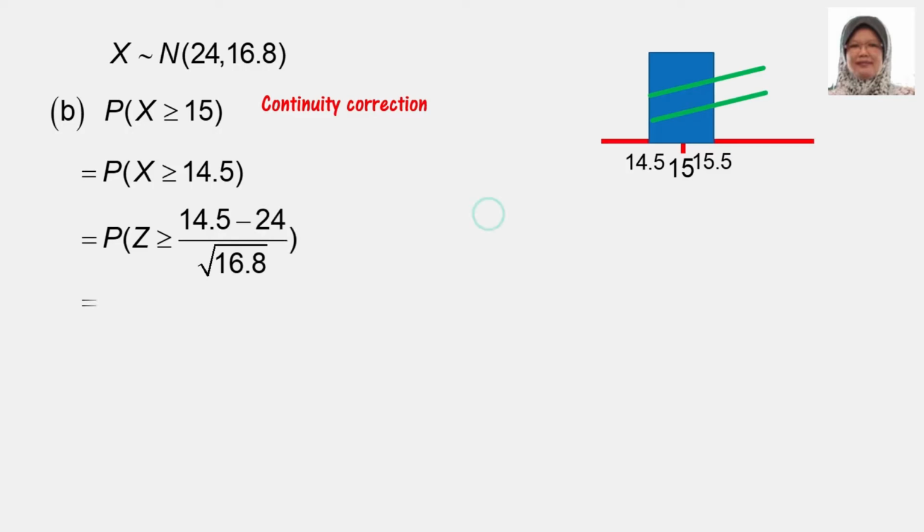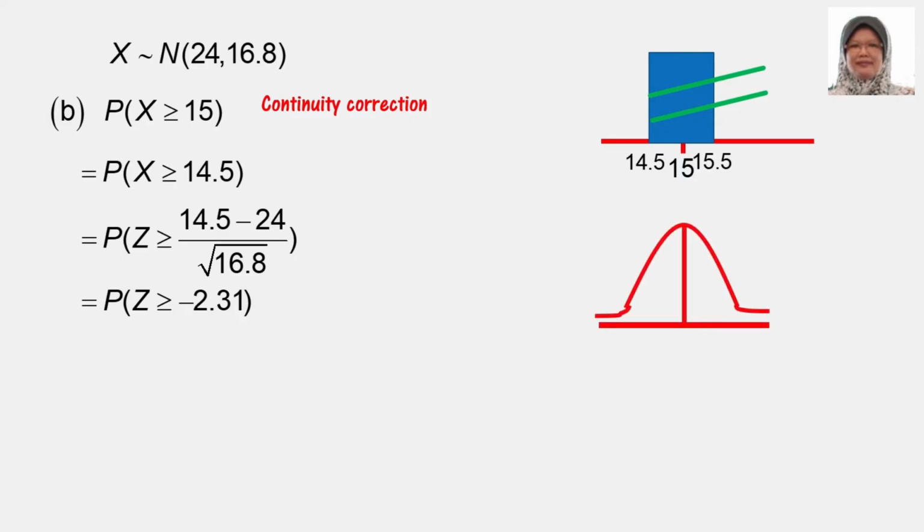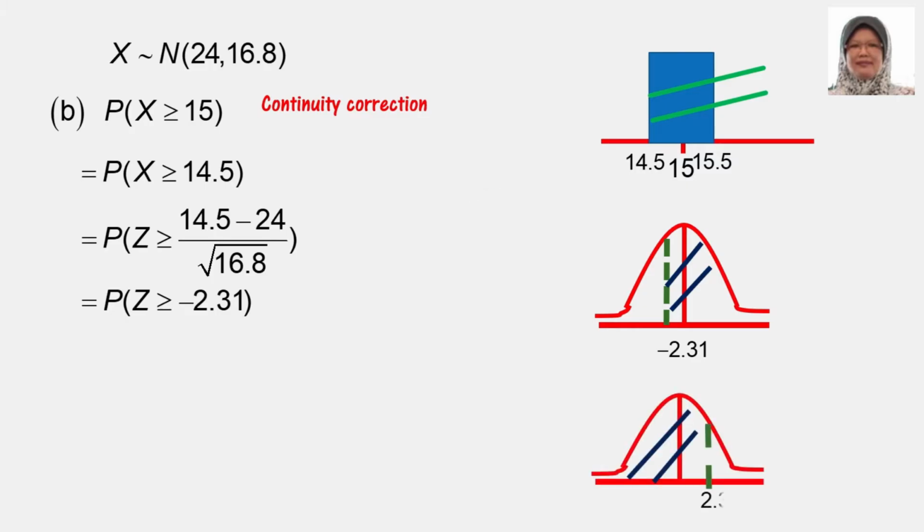Okay, we change to Z. We get P(Z greater than negative 2.31). We sketch the area greater than negative 2.31, and the area is greater than 0.5, and the line is on the left side, so we must change to the right side. So we can take 1 minus P(Z greater than or equal to 2.31) and read from the table, and the answer is 0.9896.